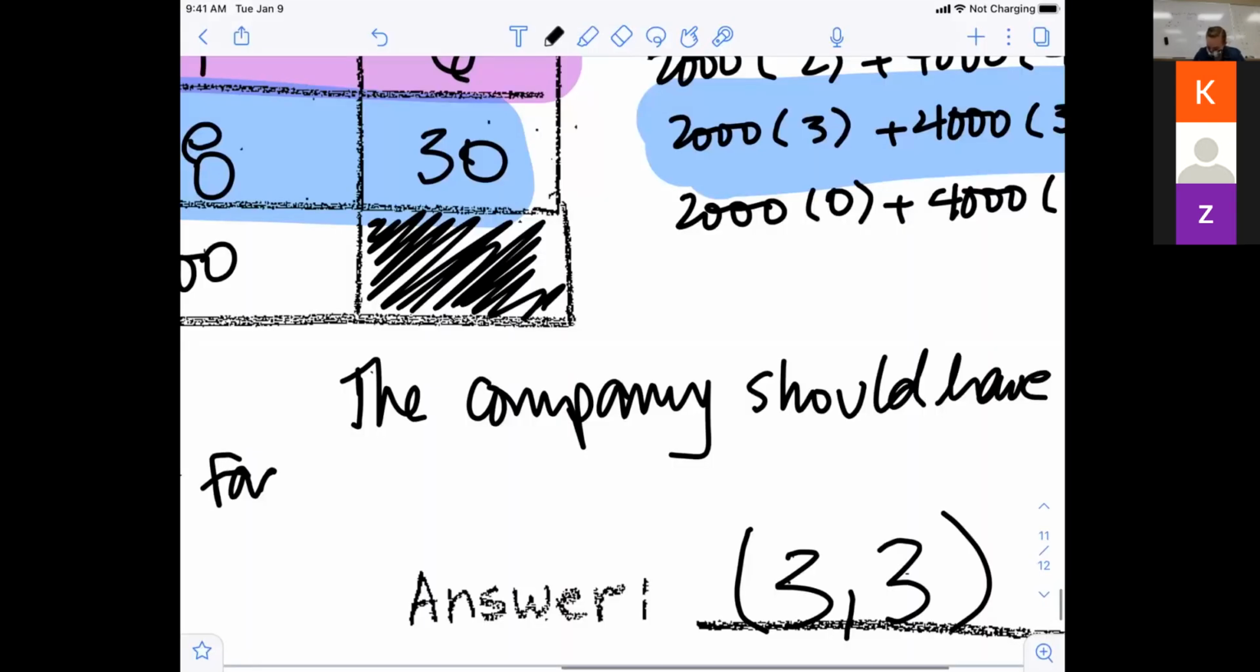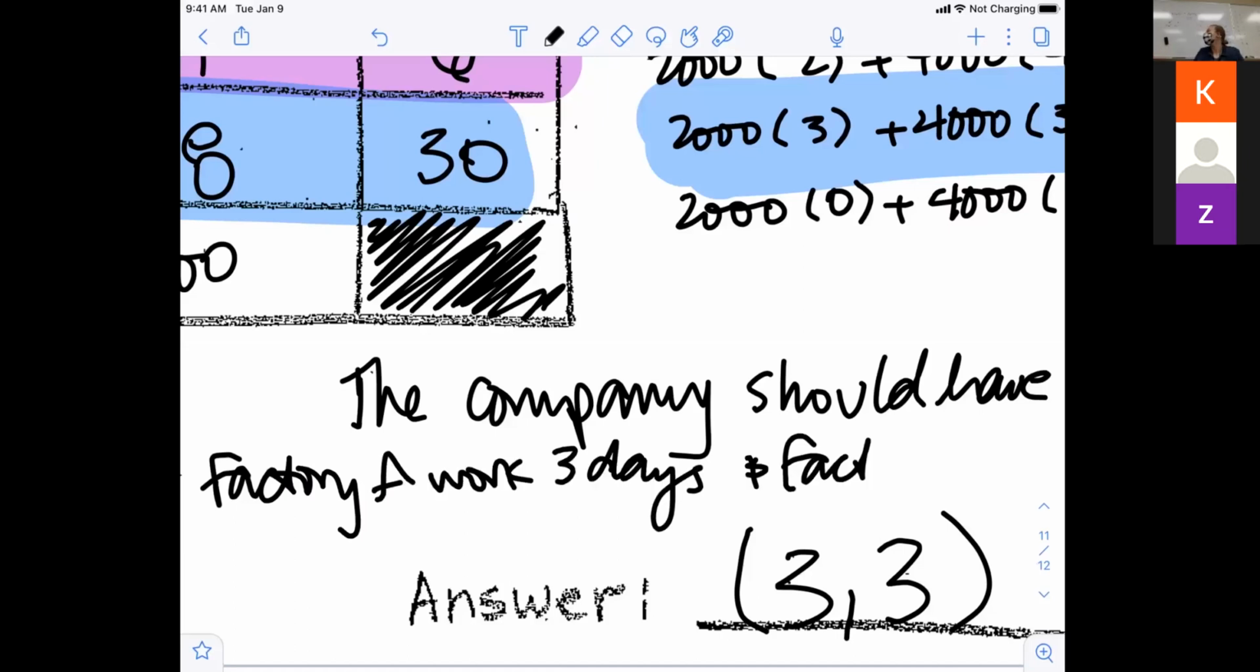I'm going to say the company should have factory A work 3 days and factory B work 3 days. If I had more room, I would write to minimize costs or something like that.